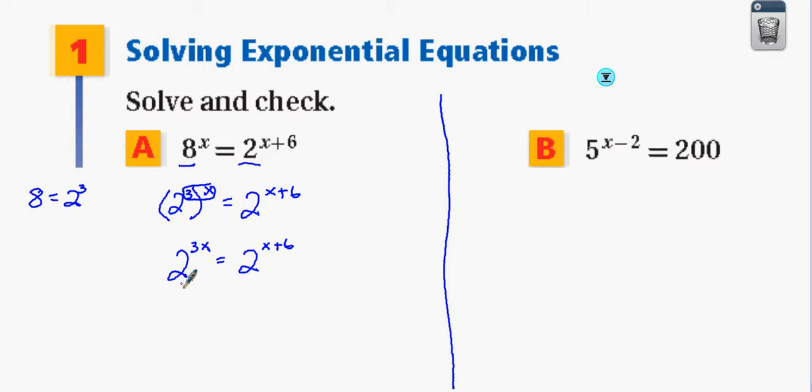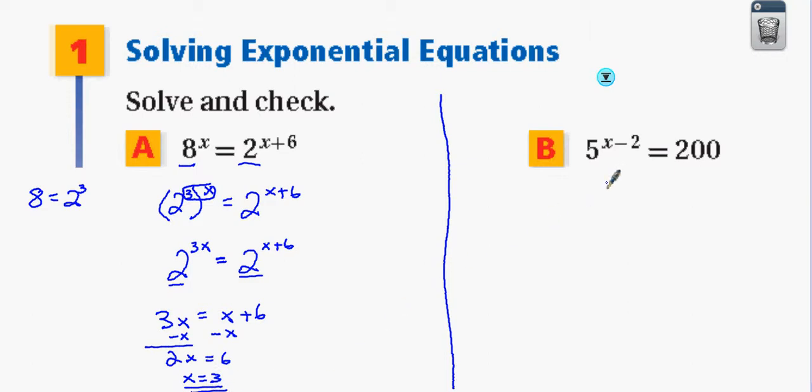Now, if my bases are the same and it's an equation, that means that my exponents have to be equivalent as well. So I can actually write the equation now, 3x equals x plus 6, and I can solve for x. So if I subtract x from both sides of the equation, here I have 2x equals 6. Therefore, x has to be 3.